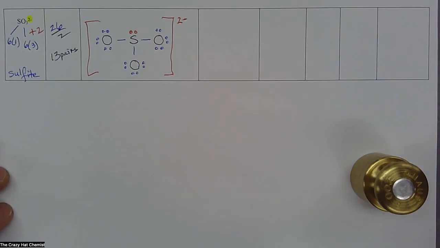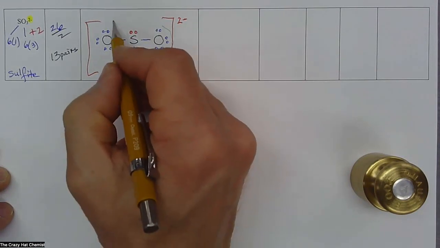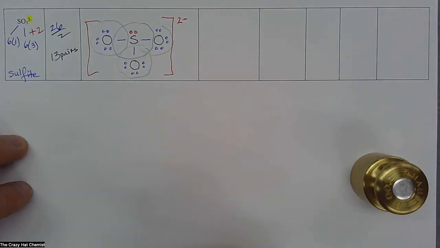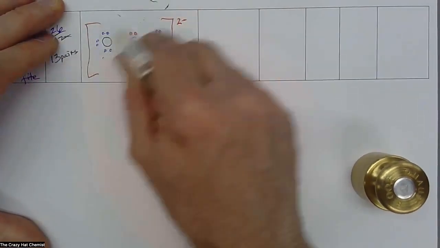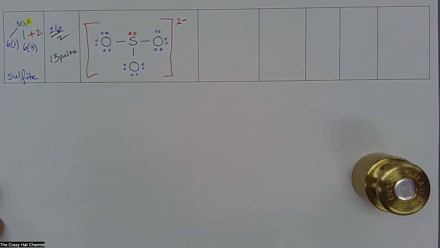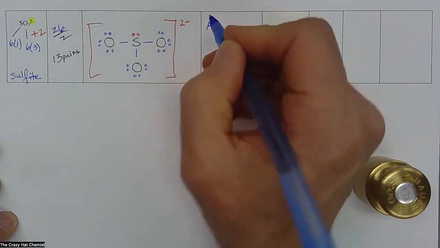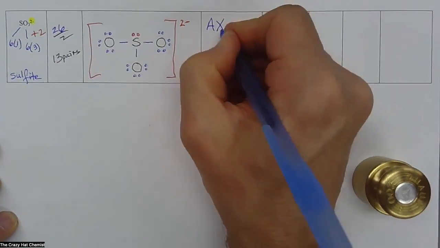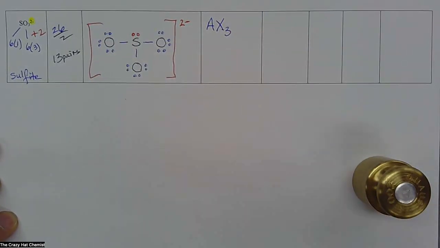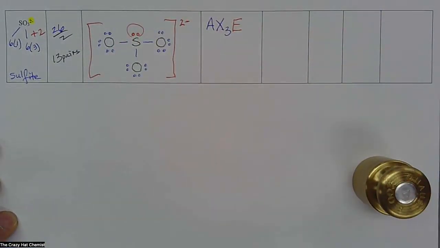So validating the octet rule, yes, satisfied. Again, I do that in my head and I don't actually physically write that down, okay? So this corresponds to A for that central sulfur, X for an oxygen, oxygen, oxygen, that's 3, and then an E here for that lone pair on the central sulfur, okay?